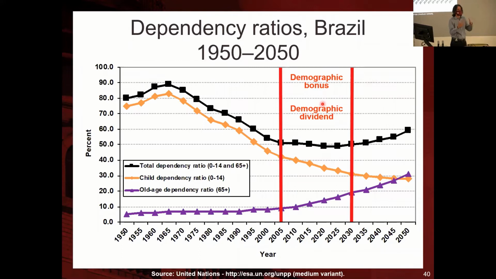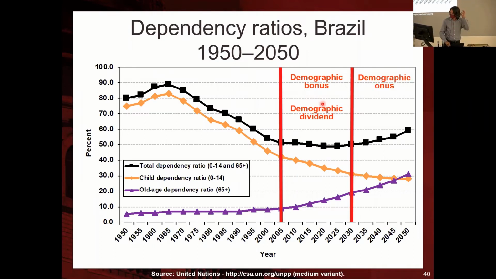If you Google it, you're going to see a lot of articles written about demographic dividend. Another term that demographers use for demographic dividend is demographic bonus. But the most popular one is demographic dividend.